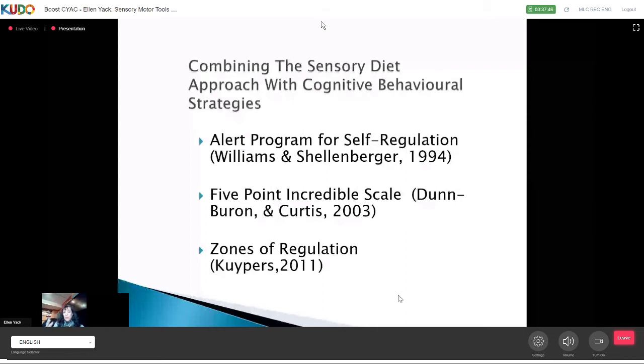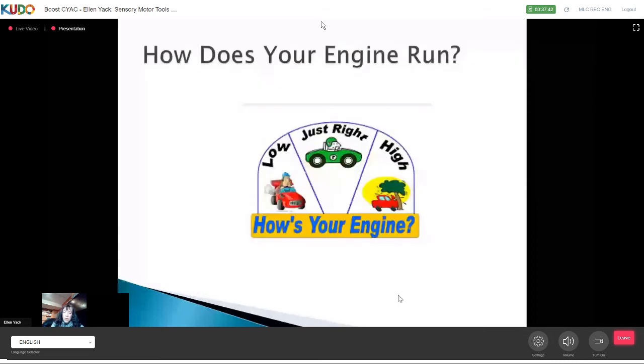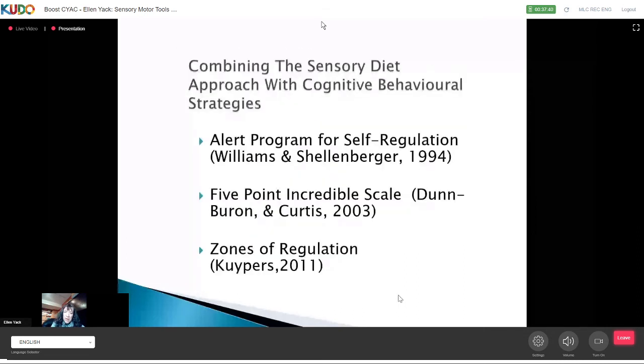For those of you who aren't familiar with the 5-point incredible scale, one is you're feeling calm, two, you're starting to feel a little bit agitated, three, you're agitated, four, you're really agitated, five, you can't stand being in your skin. So it's a progressive scale. And we might integrate, when you're starting to feel like you're at a three, maybe it's time to do beanbag tapping. So we're looking at proactive sensory motor tools before they get to a level five.